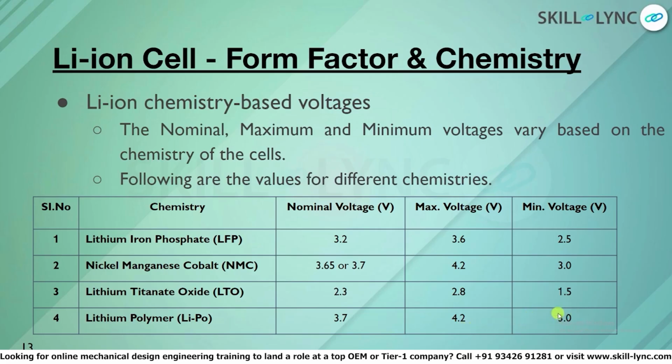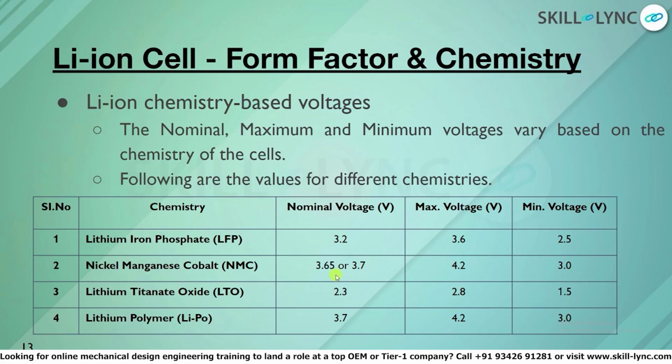When charged, it goes up to 4.2, and when discharged, it comes down to 3 volts. So this is the voltage window for the lithium ion polymer cell. All these chemistry voltages are dependent on the cathode materials being used, and these are certain values quoted as generalized values.